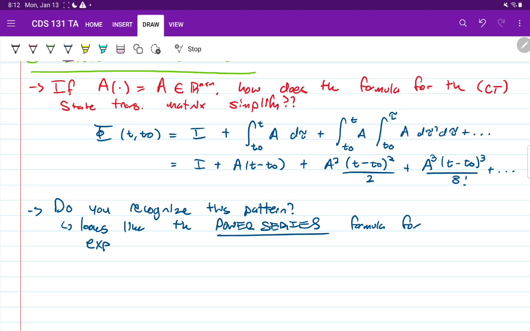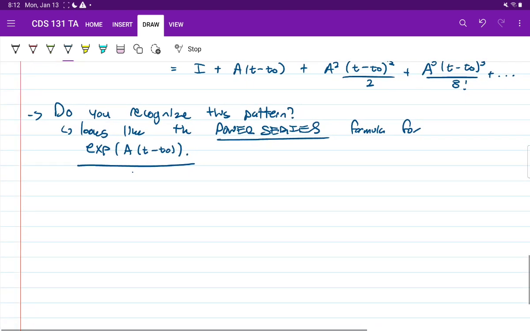But here we're really plugging in a matrix, right? So we're taking the exponential of A times (t minus t naught). So it's just as if we took this matrix A, multiplied it by time (t minus t naught), and plugged that right into the power series formula for the exponential, all right? So we give this thing a very special name. This is called the matrix exponential.